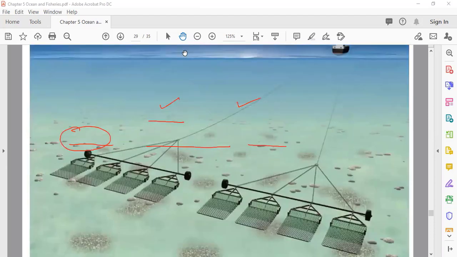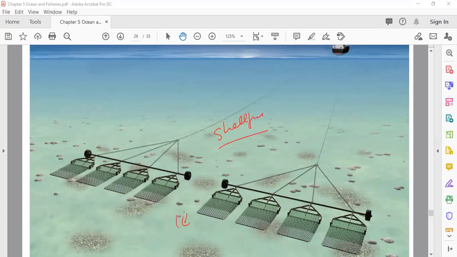Here you can see. They are using it when they want to catch special types of fish, like they mentioned, shellfish, which are living inside the mud, because it will drag and take the mud also with it. Then those types of fish come and get stuck inside this. So it is used when you want to catch special types of fish which live in the seabed or in the mud. So that is known as the drag net.